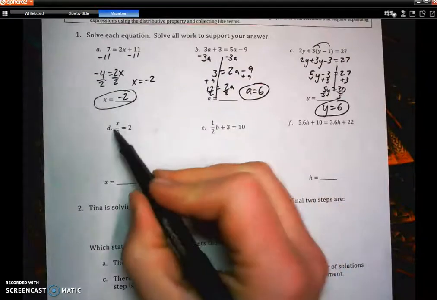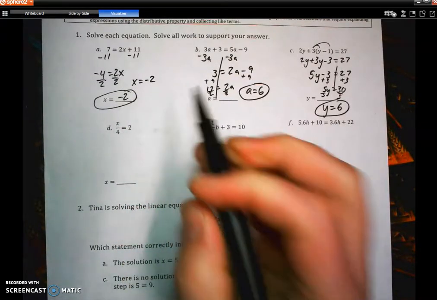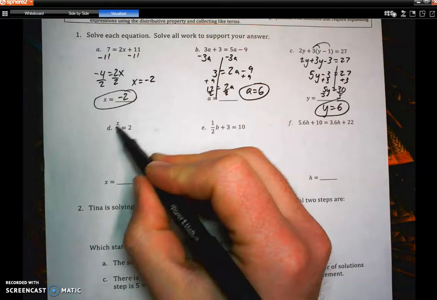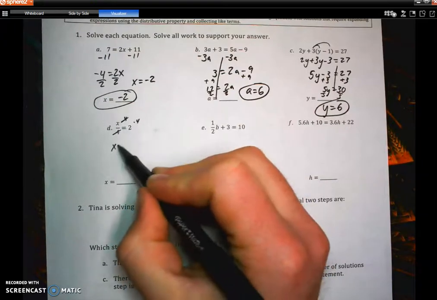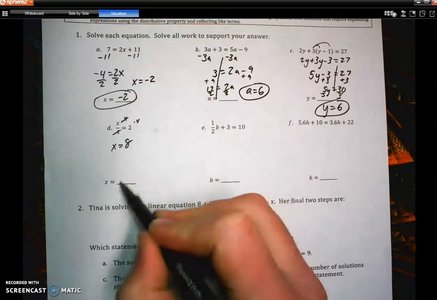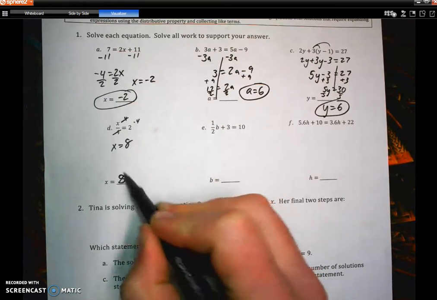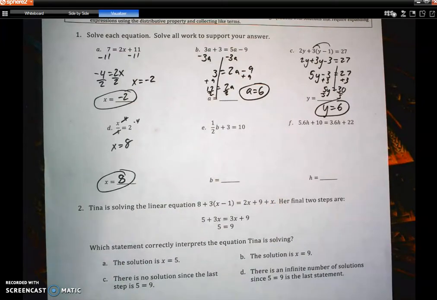Okay. X divided by 4 equals 2. The opposite of dividing by 4 is timesing by 4, right? And the 4's cancel out. You get x equals 2 times 4, which is 8. X equals 8 on that one.